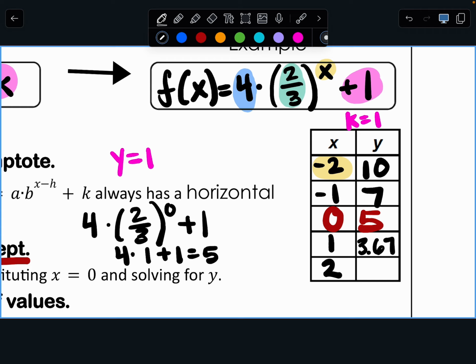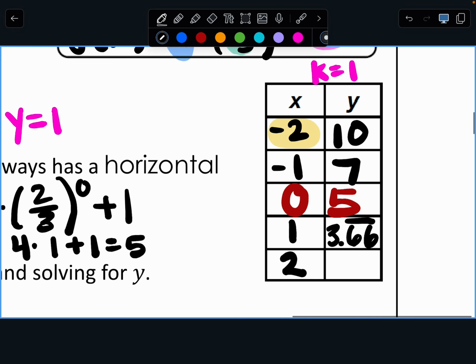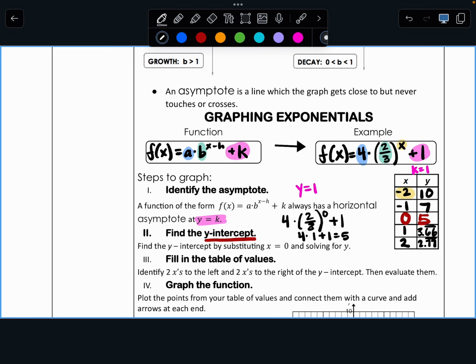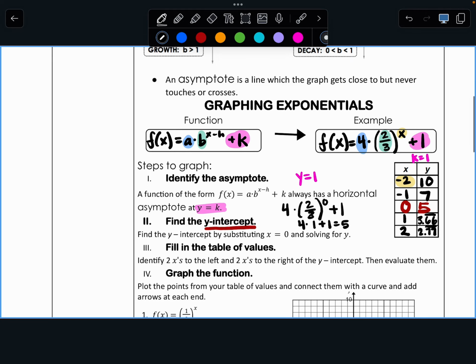I'm going to keep it 6.6. If your calculator gives you a fraction, go ahead and convert it to a decimal, because I just feel like decimals are easier to plot on the graph. Personal preference. And then we have 2.77 for the x value of 2. So that is how you fill in the table, and then you would graph the function.